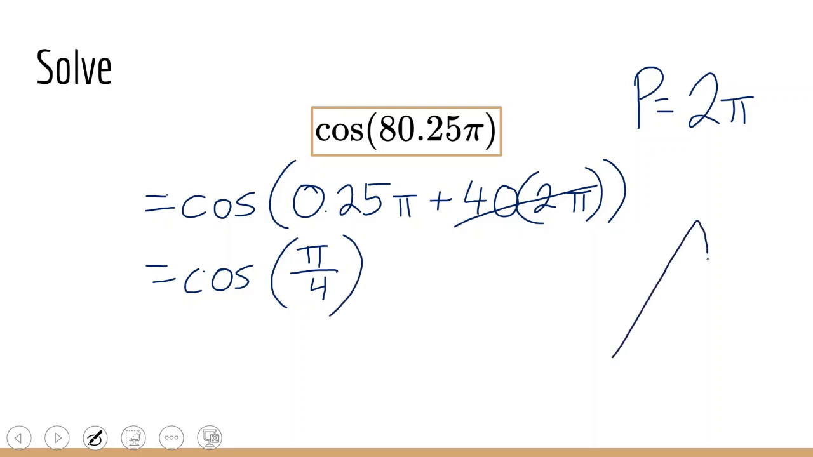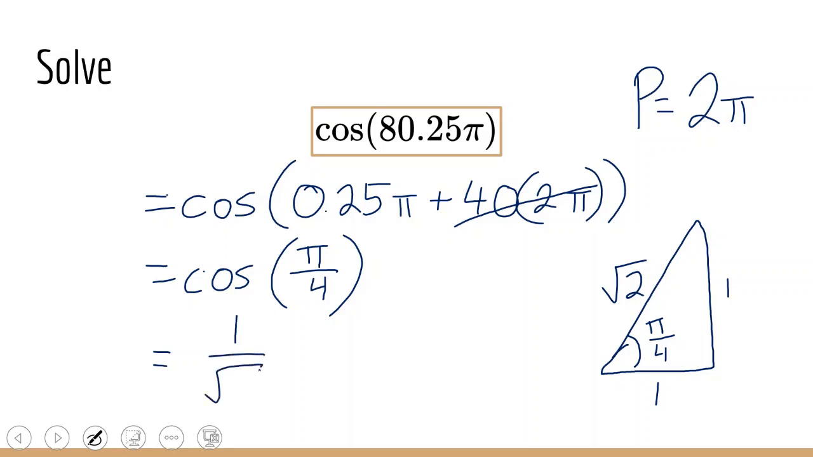So in case you have forgotten your trig triangles, I can also just quickly draw it out. So pi over 4 is the isosceles triangle. And then I can see that cosine of pi over 4 is simply 1 over the square root of 2.